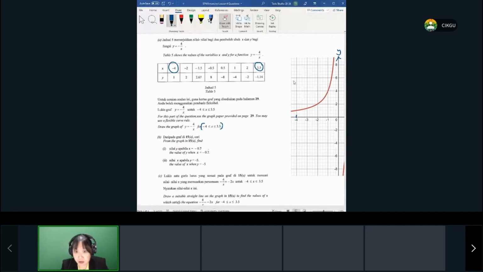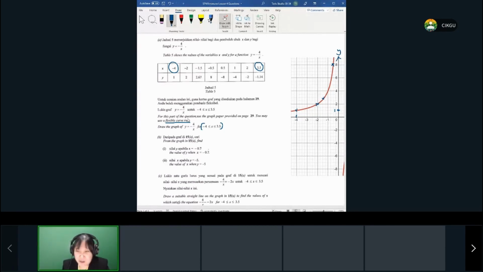That means when you draw the graph, you just need to plot these points. So when x is -4, y is 1. When x is -4, y has to be 1 here. So this is the point, and you mark like that. Then -2, 2, and one by one you mark them. 0.5 is at 8. Let's just say you have marked these 4 points already. Then you join them up smoothly. The question did say here you can use a flexible curve ruler. I don't know how useful this is. When I did my SPM, I personally did not use a flexible curve ruler.